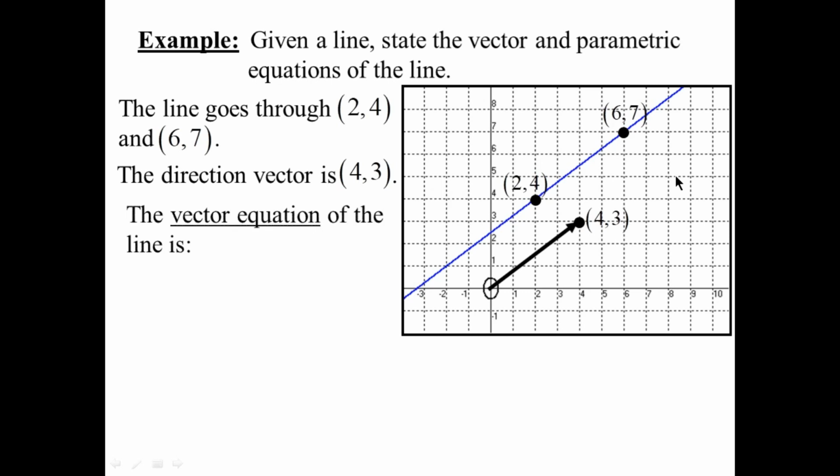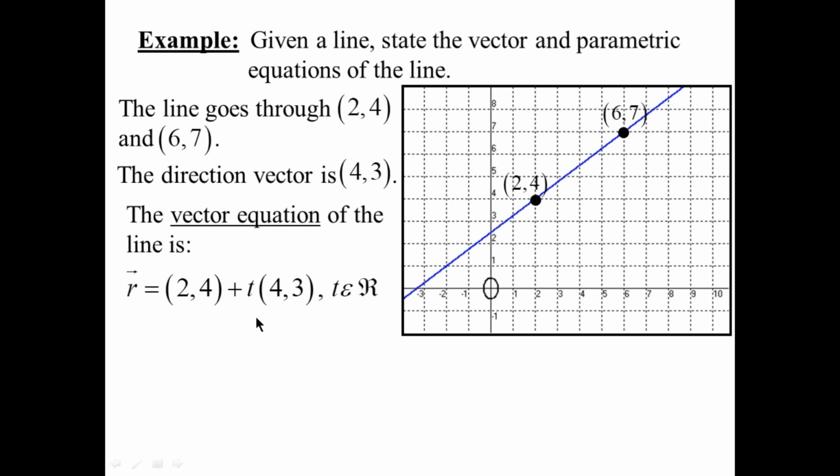(4, 3). Now the vector equation of the line is, ta-da, go to the line and then any multiple of (4, 3). So we'll say R, which stands for (x, y), is (2, 4) plus some multiple of (4, 3), where t is any real number. So we can go negative little decimals of it to get all these little points here. We can go positive half to take us to about here. Any multiple of (4, 3).